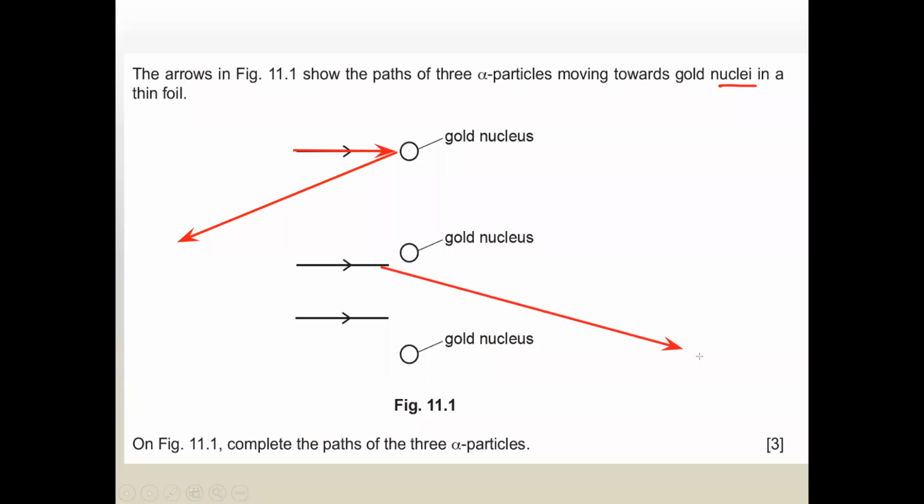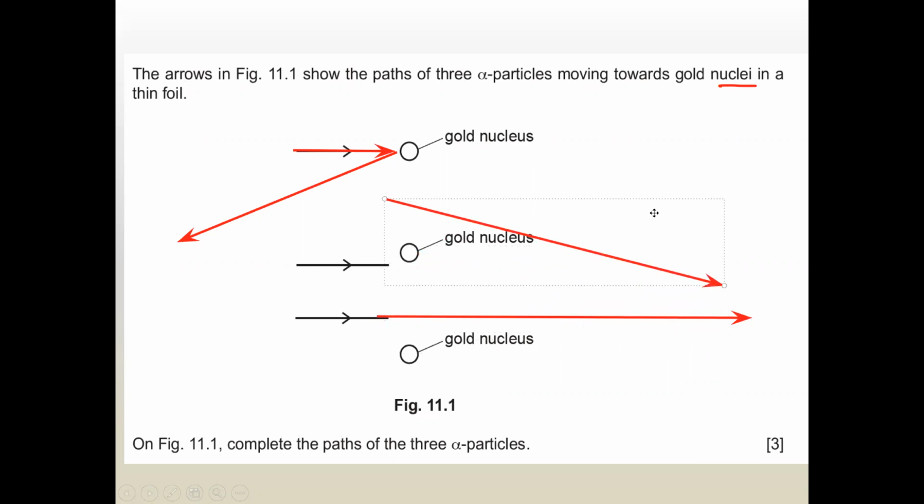The second one is moving closer to the nucleus. If it is moving closer to the nucleus, it will be repelled, because like charges repel each other, so it will deviate. And the third one, the bottom one, is moving far from the nucleus, so it will pass straight. So one will deviate, one will change its direction, one will bounce back, and another one will pass straight.